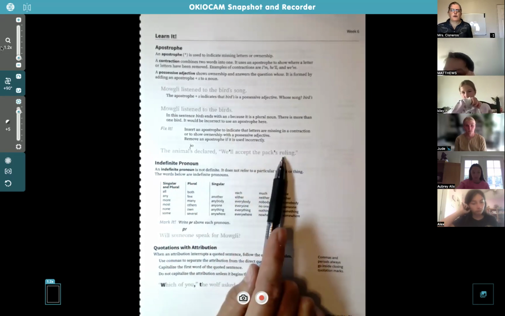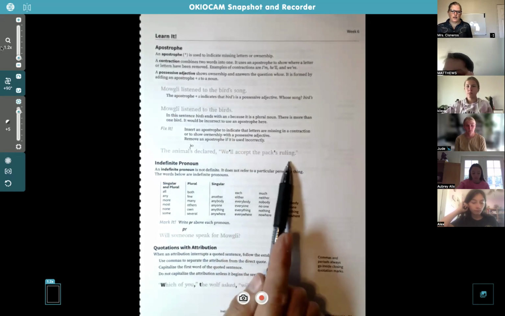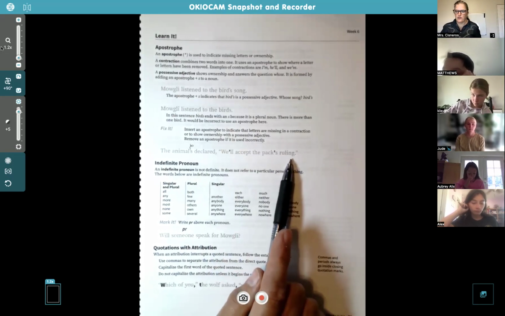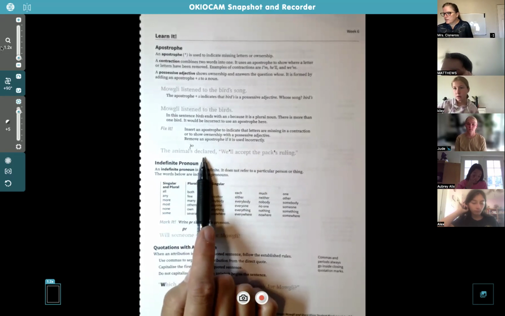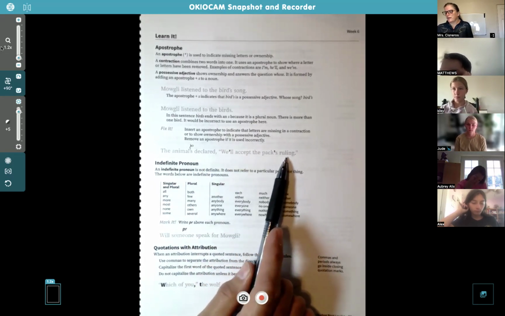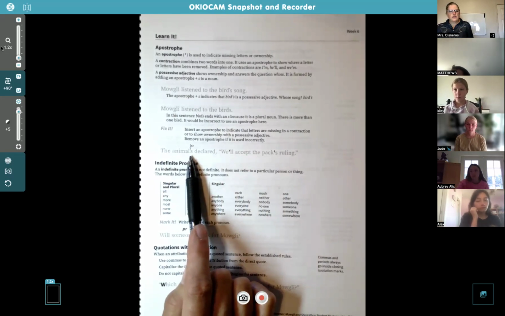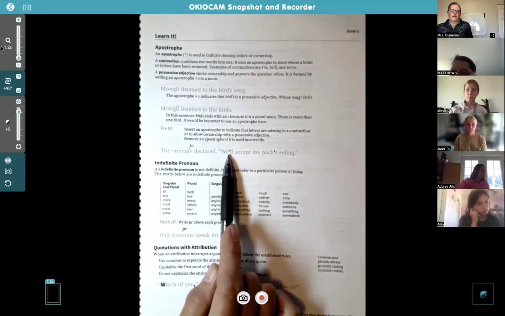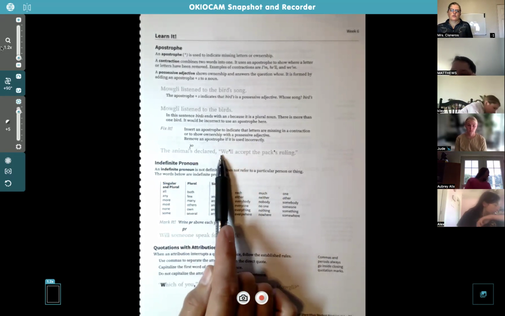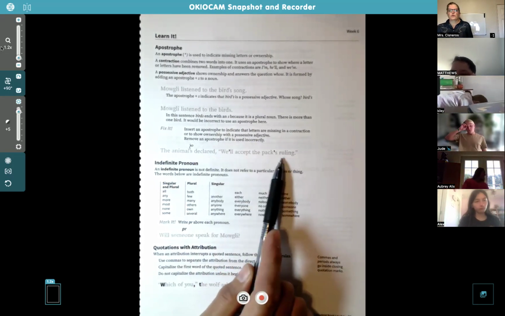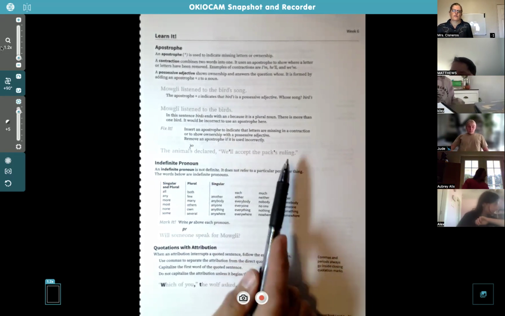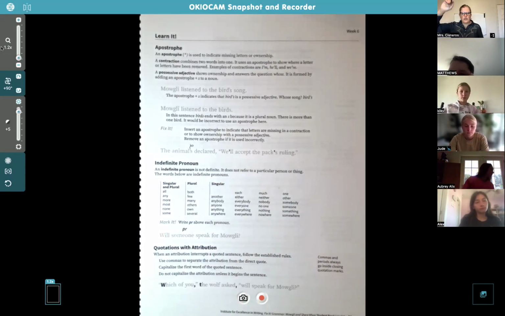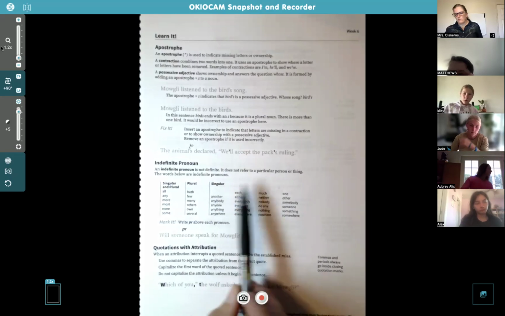Okay, they're going to mess up on purpose, like this example here in the middle of your page. You have to figure out what the problem is and how to fix it. The animals declared, "We'll accept the pack's ruling." So here is plural animals, so we don't need an apostrophe there. We'll needs an apostrophe because otherwise it'll say well, and that won't make sense. We'll accept. The pack's ruling. The ruling belongs to the pack. So that's why we have an apostrophe there. So you're either going to take it out, kind of like how we do with commas, or put them in, depending on the sentence and what's going on.